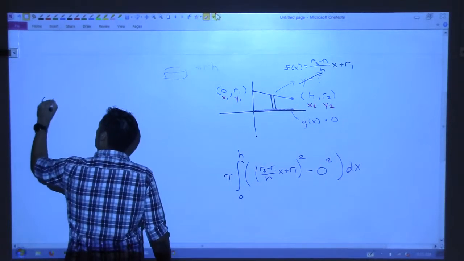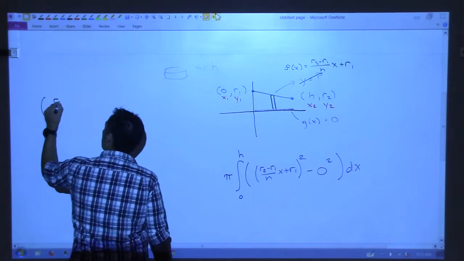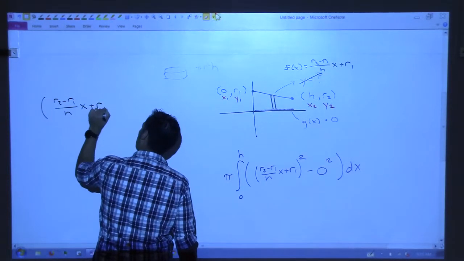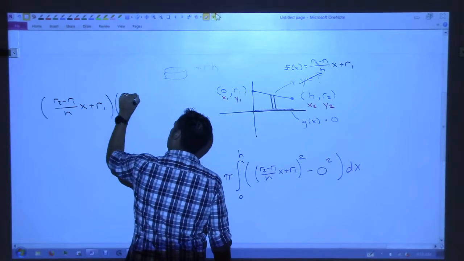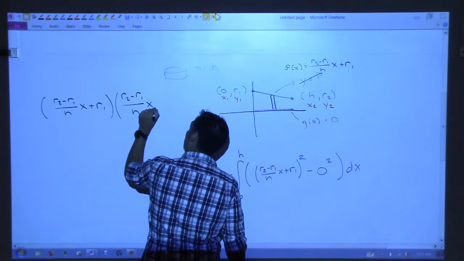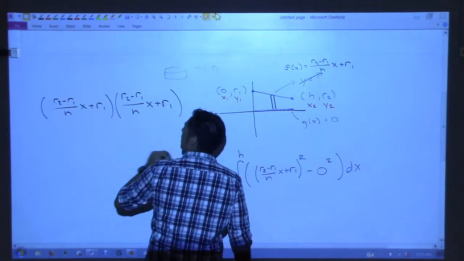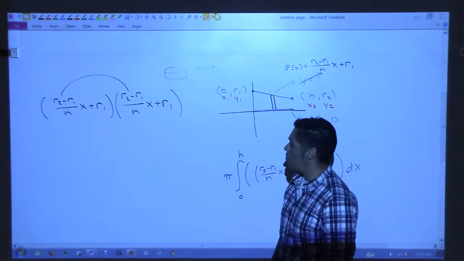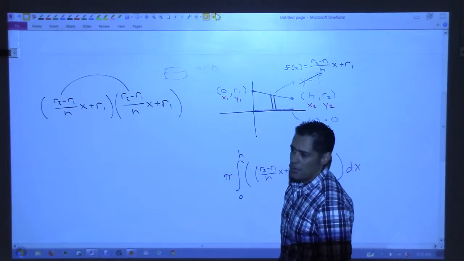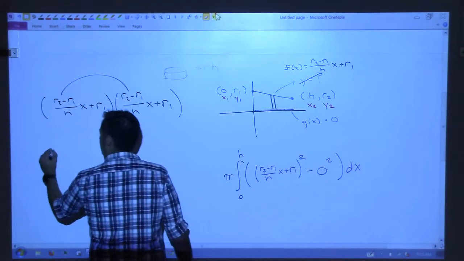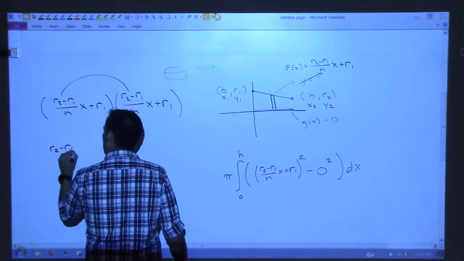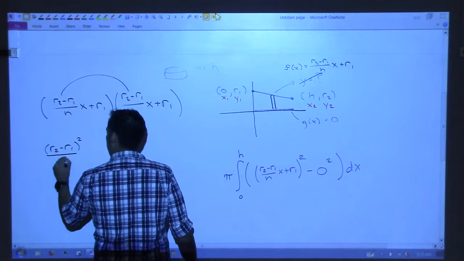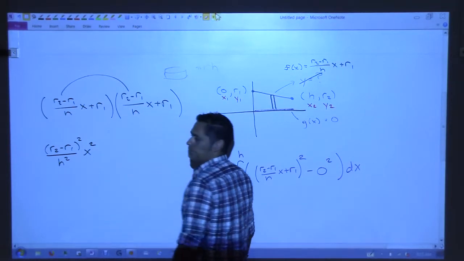If I do (R2 minus R1) over h times x plus R1 times itself, (R2 minus R1) over h times x plus R1 again. When I do this to this, let's see what happens. The x's square, don't they? And that whole thing in front squares. So watch the way I write this. I'm going to write it (R2 minus R1), that part gets squared. The bottom gets squared, h squared, and then the x gets squared.